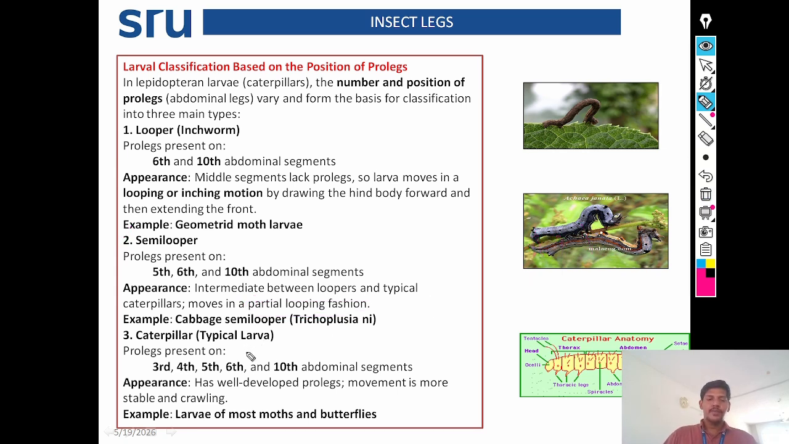Next, caterpillar. It is a typical larva. In this larva, prolegs are there on the 3rd, 4th, 5th, 6th and 10th abdominal segments. Totally 5 pairs of prolegs are there. It has well developed prolegs. Movement is more stable and crawling. So larvae of most moths and butterflies contain these 5 pairs of prolegs or pseudolegs or abdominal legs on their abdomen.